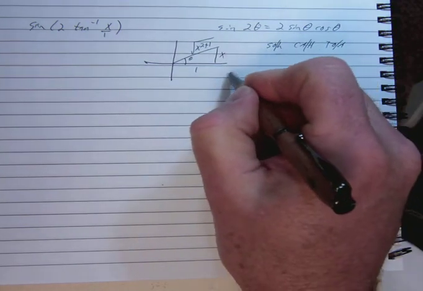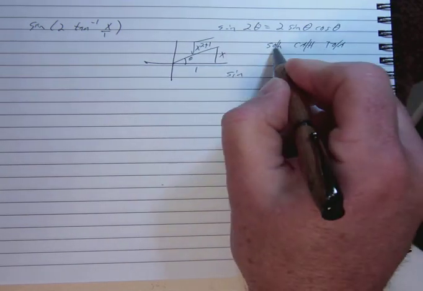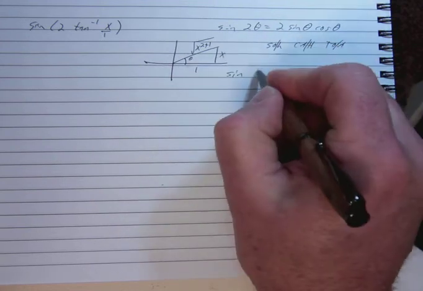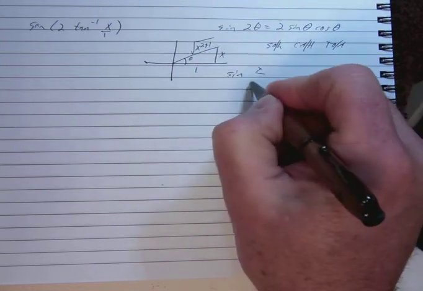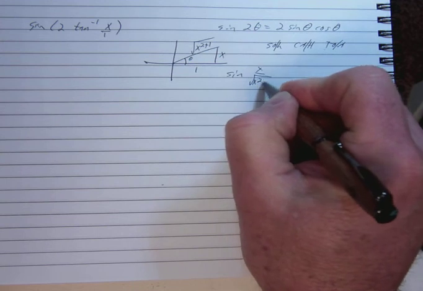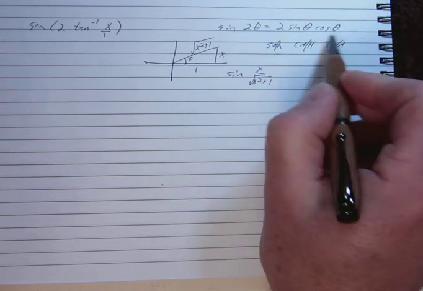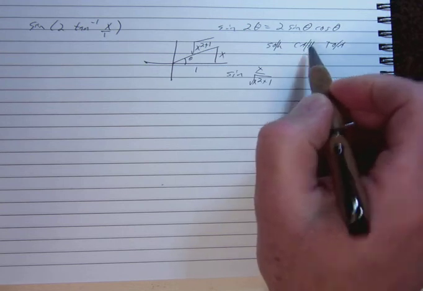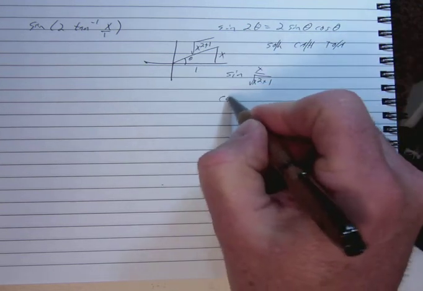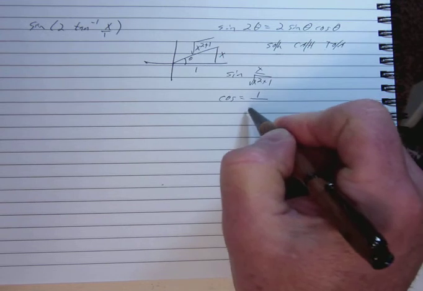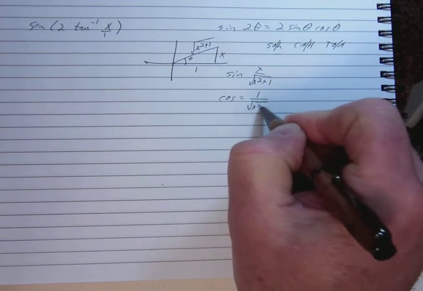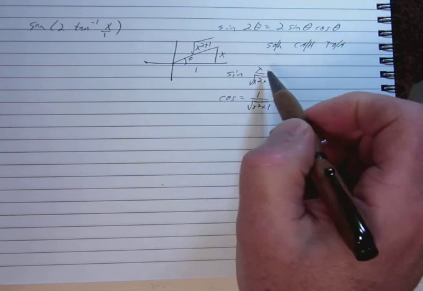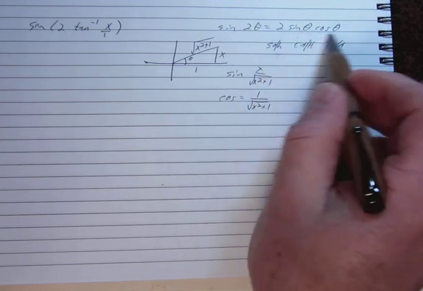So now we can find our sine. Since sine is opposite over hypotenuse, we're going to use the opposite x over hypotenuse, square root of x squared plus 1. We also need our cosine, and the cosine is the adjacent over the hypotenuse. So cosine equals 1 over the square root of x squared plus 1. So we've got those. Now we just need to plug it into here.